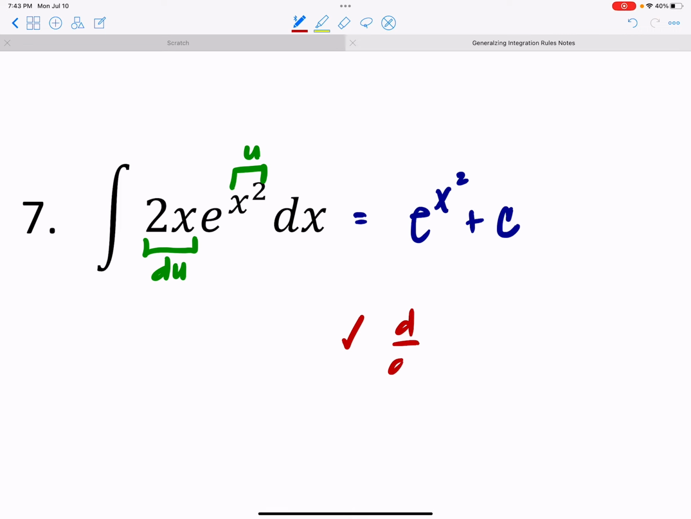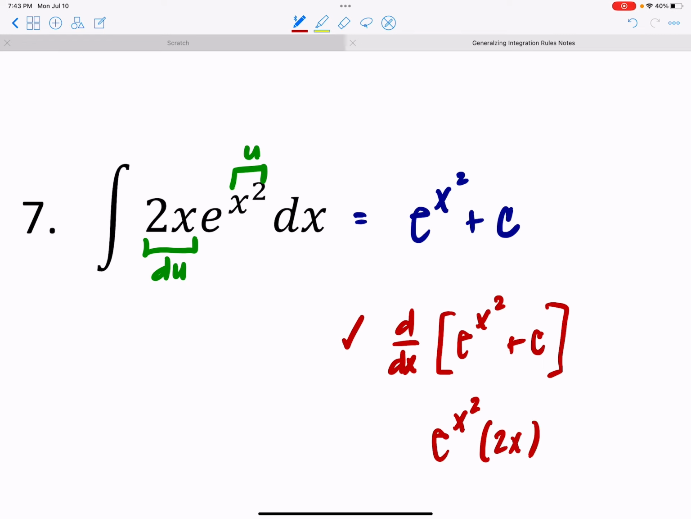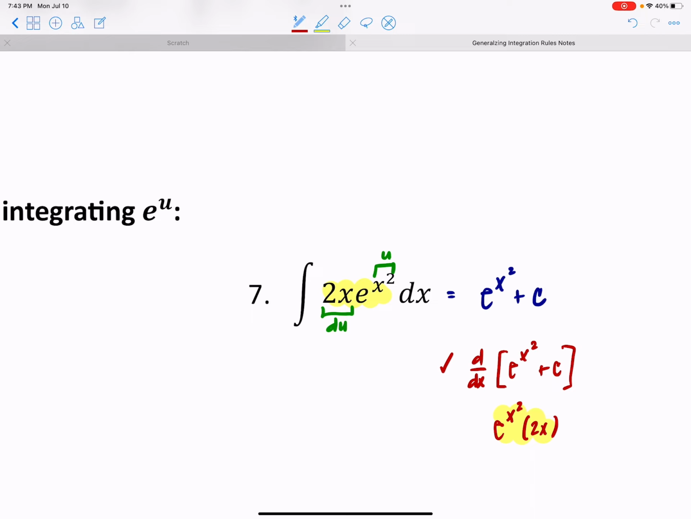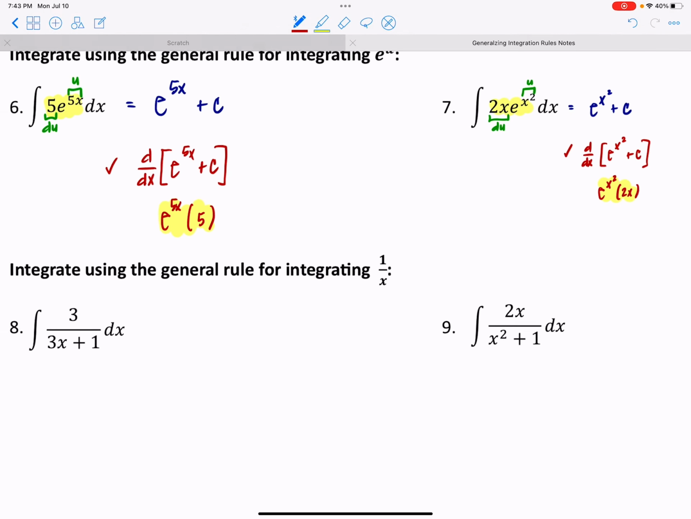Take the derivative with respect to x of e to the x squared plus c. The derivative for e to the x squared is e to the x squared multiplied by the derivative of that inner function, 2x, and then the derivative of the constant is 0. And this, again, is exactly what we see here. So it's all verified. All right, two more.